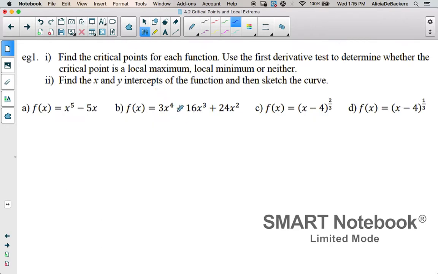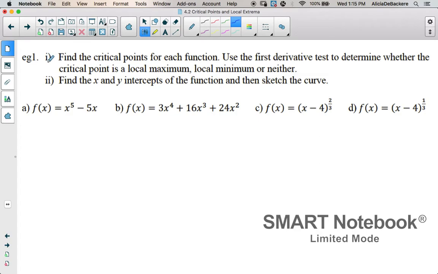So let's try a couple of examples. I've got 4 different examples here because I want to make sure that you see all the different types of graphs that might pop up. So the first one, you might recognize this is a quintic function, so we looked at stuff like this in advanced functions. So we're already pretty familiar with what this graph is going to look like, but we're going to use all this calculus now to help us find all the important parts.